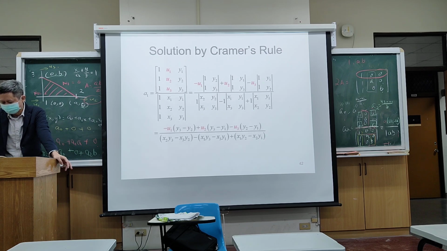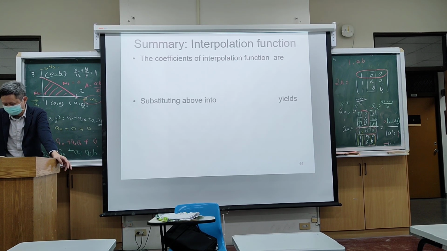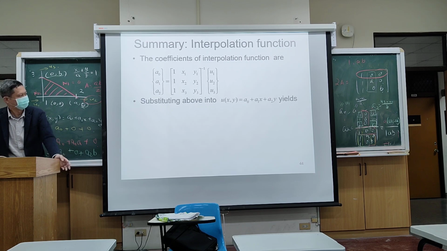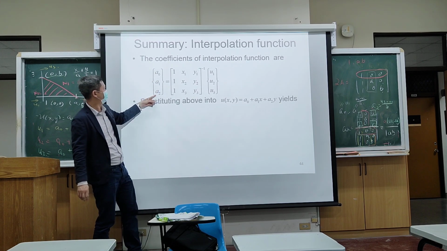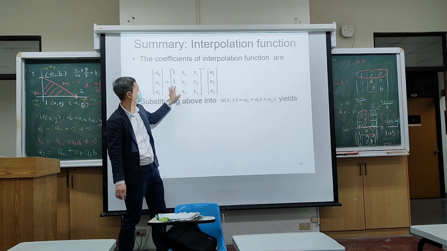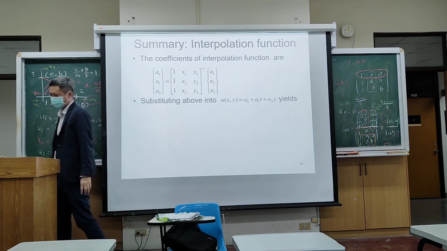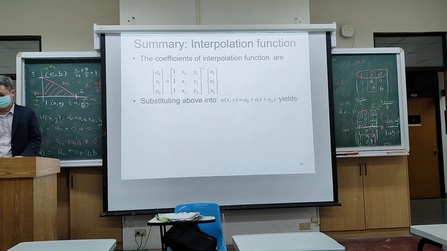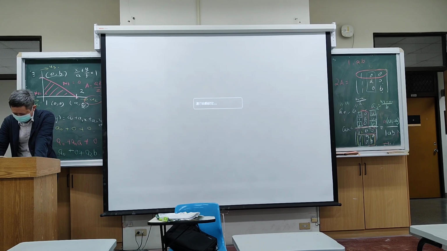Okay, let's continue your A1, determinant of A1, A2, and eventually you can express A0, A1, A2 is equal to the inverse of this matrix times U1, U2, U3. What is inverse? If you are not sure, then we can use the method.